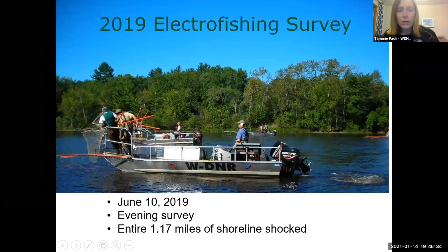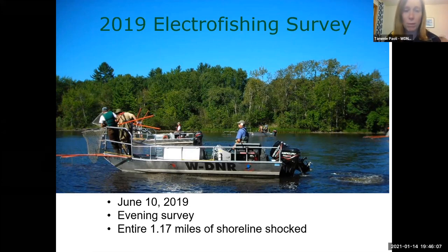So in 2019, we did an electrofishing survey of Wescott Lake on June 10th, and this was a nighttime survey. The boat here shows a survey performed in the daytime, but just to give you an idea of how this works, this is what our electrofishing boat looks like. There are 2 dippers on the front of the boat. There are 2 booms that hang out in front of the boat that put a temporary electrical current in this front area of the boat, enough to stun the fish, and the dippers can scoop them up and put them in the tank back here to recover.